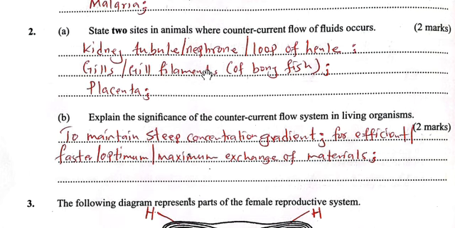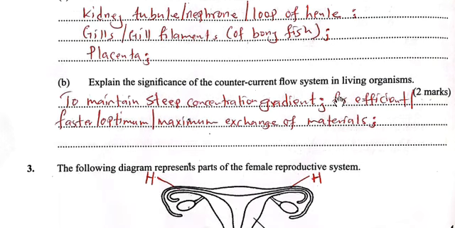And the countercurrent flow is important simply because it provides a steep concentration gradient for maximum exchange of, for example, gases in the gill filaments. Then for maximum exchange of materials, for example, in the placenta. Explain the significance of the countercurrent flow system in living organisms: it is to maintain a steep concentration gradient for efficient or faster or maximum exchange of materials.